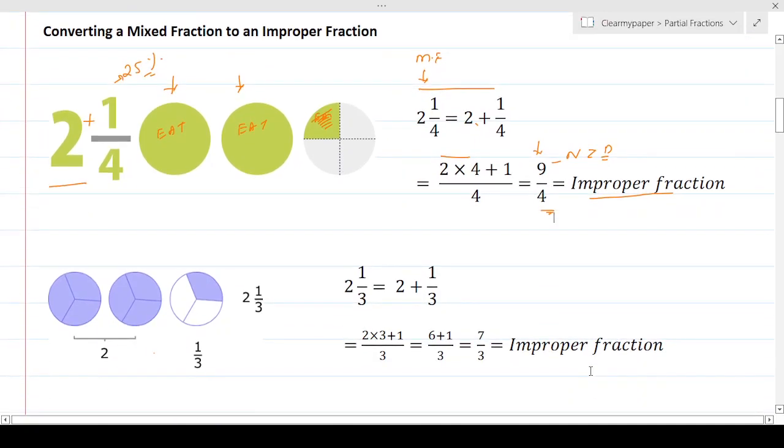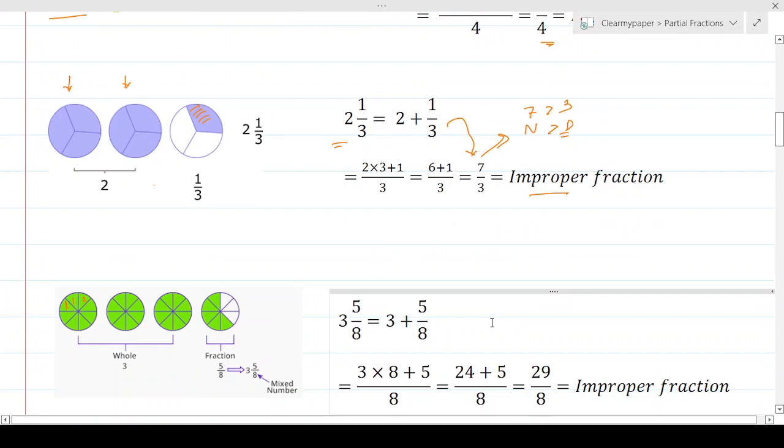Likewise, if you take another example, let's say I want to eat 2 1/3 of a pizza. So I am going to eat 2 pizzas completely, and instead of 1/4, instead of 25%, I'm going to eat roughly 33%, 1/3 of the remaining pizza. The whole remaining pizza I divide into 3 sections and I'm going to just eat this. The same concept applies. So 2 1/3, that is 2 plus 1/3, and if you do the same maths, you get 7 over 3, which is an improper fraction. Again, the numerator is greater than the denominator, 7 is greater than 3. I put some more examples, but you get the drift of where I'm going.